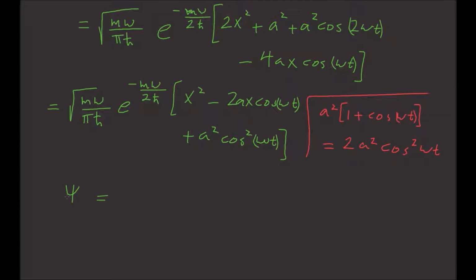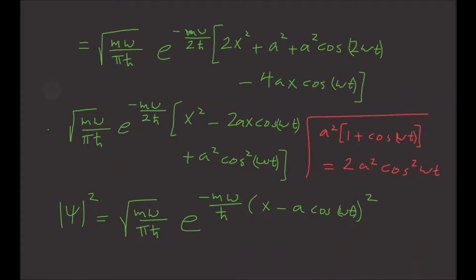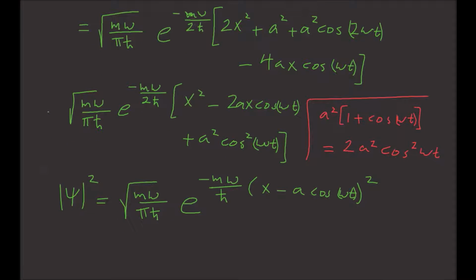So this is psi star psi equals the square root of m omega divided by pi h bar times e to the minus m omega divided by h bar times x minus a cosine omega t, squared. There you have it. This is the probability density. This is the probability density for this wave function.